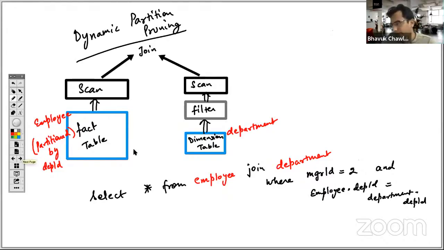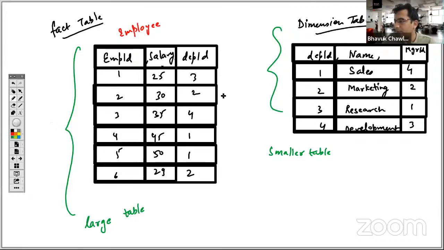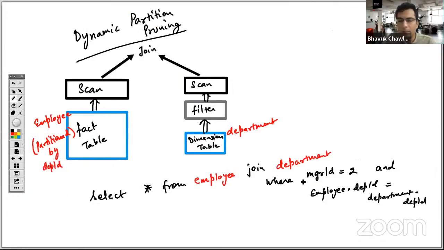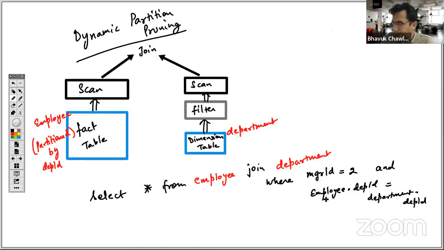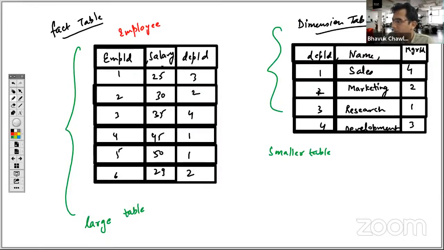So in dynamic partition pruning, let's say we have a query: select star from employee and department. This is a common thing that we do when we are doing analysis. We are joining the employee table and the department table, and we are saying where manager ID is 2. These are the join conditions that we are specifying. The common key is department ID, so this is the department ID, and here also we have the department ID. When we are joining, we are also specifying manager ID 2. We know that for this particular manager, this is the marketing department.